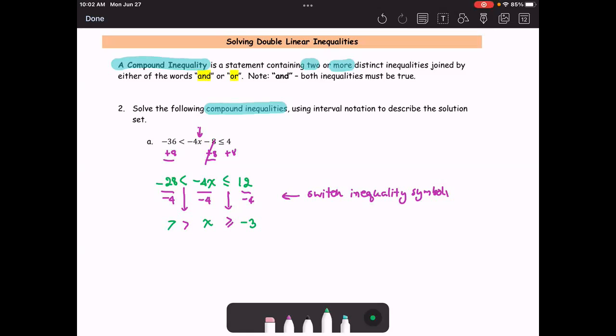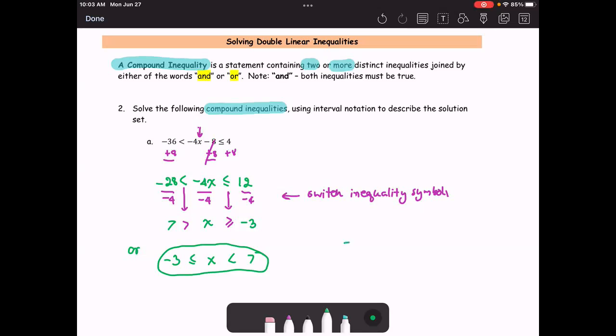Or we can write it the common way, with the lowest number on the left, the highest number on the right, and the inequality symbols following that, making these two equivalent statements. Now we have the compound inequality as a solution for part A.